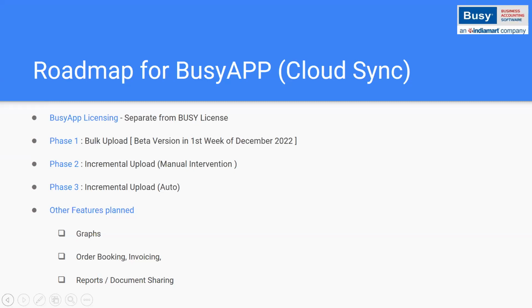Phase two will be the incremental upload, meaning every time you don't have to send all the data to the cloud server, only the new and incremental add, modify, deletion, whatever you have done, that will be uploaded to the cloud server. Phase two is the manual one: you have to press the button to upload the incremental. Phase three will be automatic. Client will be working in Busy, and the incremental data will be automatically uploaded to the server.